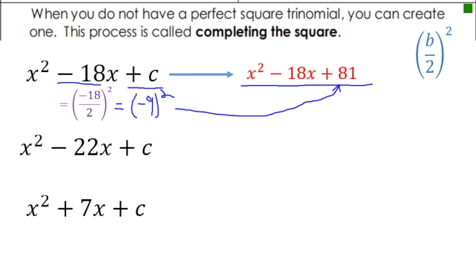Same thing with this one, right? Take negative 22. Well, divide that by 2. And then you would square it. What do you get? Go ahead and pause here and do that. Do negative 22 divided by 2, square it.